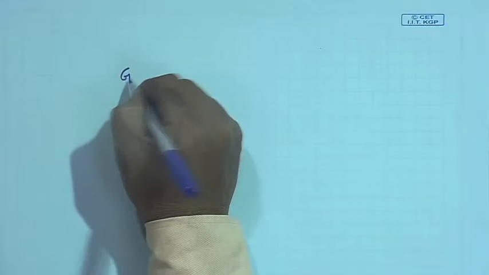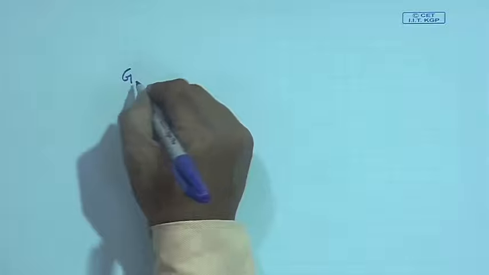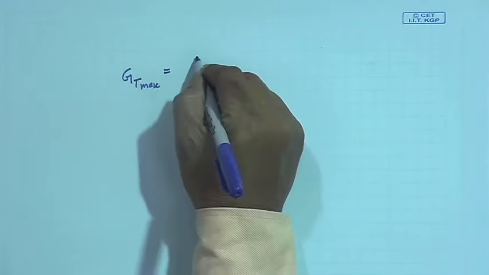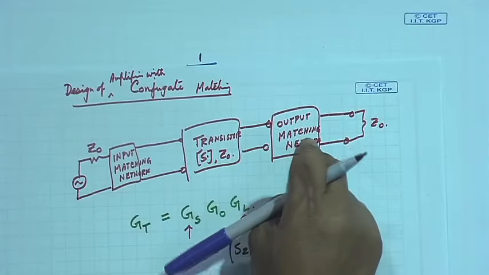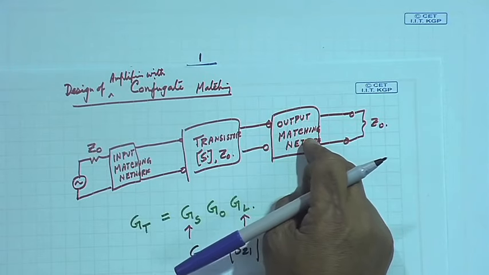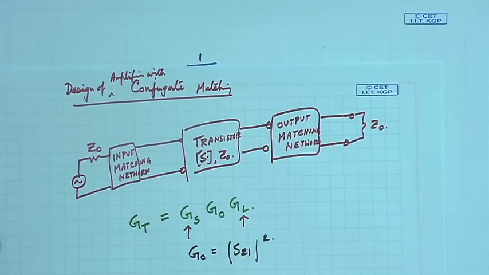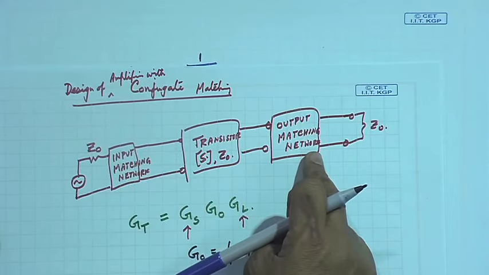Before I write that expression again, we have also found the expression for GT in terms of S parameters and gamma S, gamma L. Under conjugate match, the transducer power gain GT is maximized, obviously assuming that the input matching network and output matching network are lossless. We have seen in the basic building blocks of microwave engineering NPTEL lectures how to design lossless input and output matching networks.